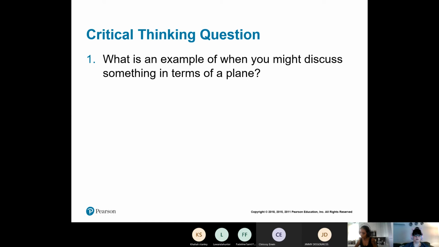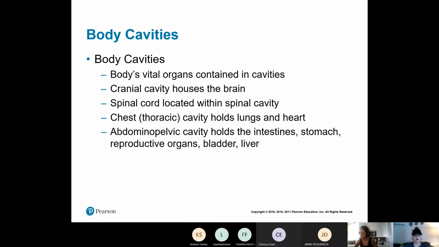For example, you might discuss something in terms, I just explained that. Body cavities. That is that sheet that I sent to y'all. What are your body cavities? It's what contains all of your organs, right? Your cranial cavity, what does that contain? That contains your brain, right? Your spinal cavity contains your spine.